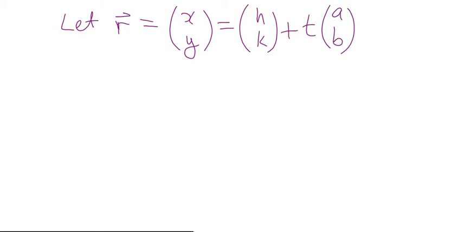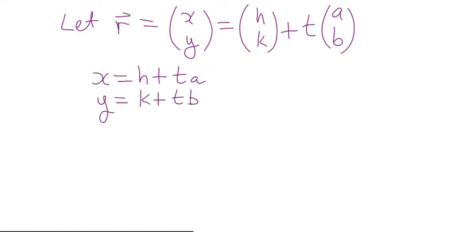So now instead of a particular vector, we have a general vector, h, k plus t times a, b. So what's x equal to? h plus t a. What's y equal to? k plus t b. What do we do with these? We solve them for t. What's t equal to? x minus h over a. What's t equal to? y minus k over b.